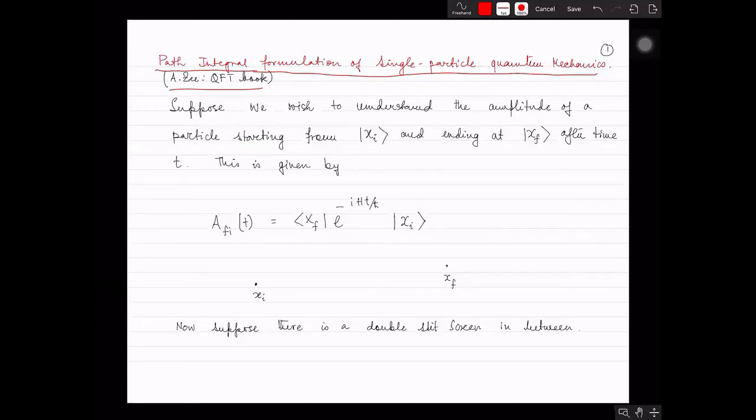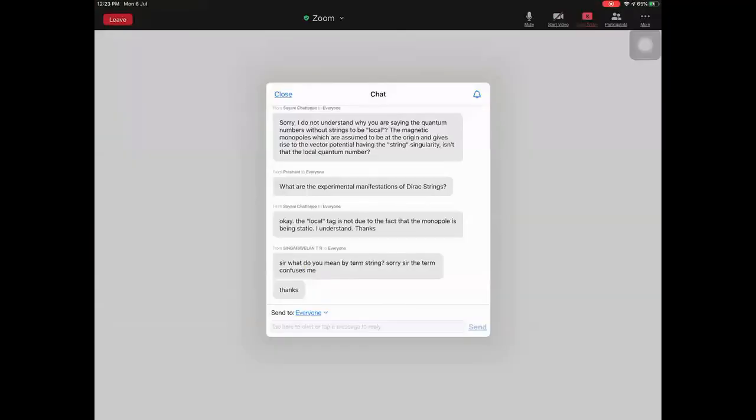So the problem that we want to understand is that suppose a particle starts from initial position xi and wants to go to final position xf in time t. What is the amplitude of this? And that's given by this. Anyone who is not familiar with this expression, you should stop me now. Either write in or stop me, because that's the starting point.